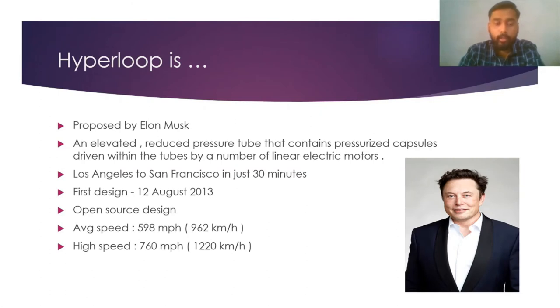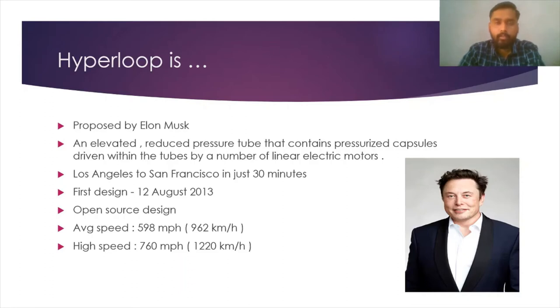Hyperloop is proposed by Elon Musk, we all know, CEO of Tesla Motors and SpaceX. Hyperloop is nothing but an elevated reduced pressure tube that contains pressurized capsules. Capsule-like structures, also known as pods, are driven within the tubes at high speed by a number of linear electric motors. There is a project going on from Los Angeles to San Francisco. The distance can be traveled in Hyperloop in just 30 minutes.